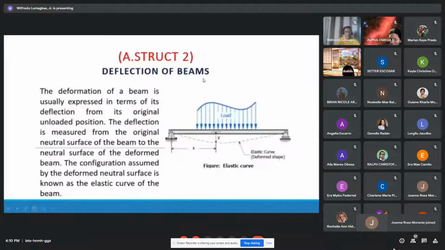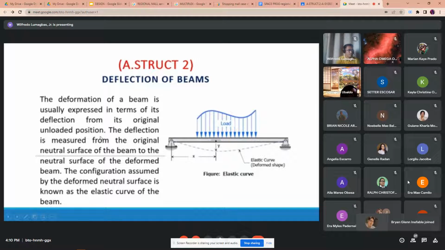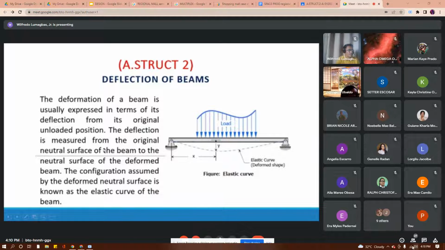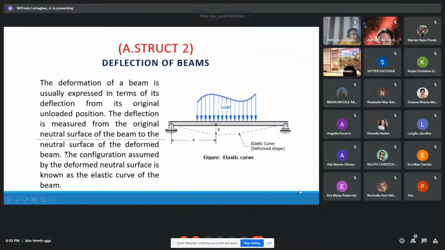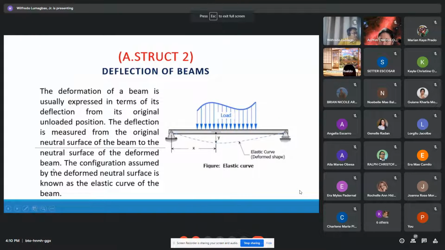Deflection of beams. The deformation of a beam is usually expressed in terms of its deflection from its original unloaded position. The deflection is measured from the original neutral surface of the beam to the neutral surface of the deformed beam. The configuration assumed by the deformed neutral surface is known as the elastic curve of the beam.